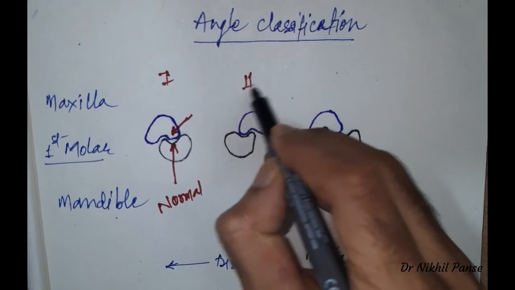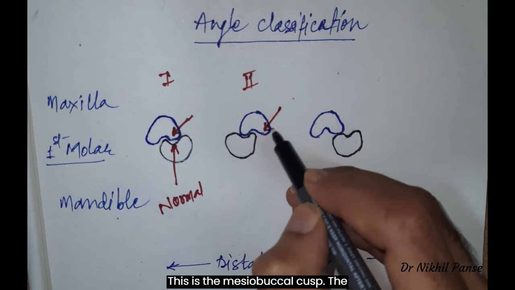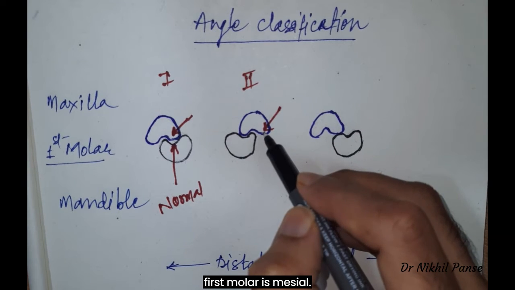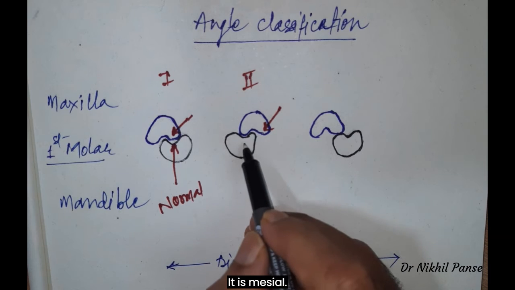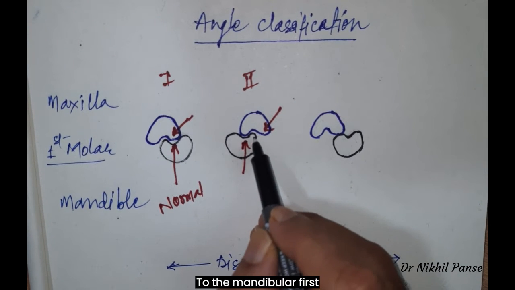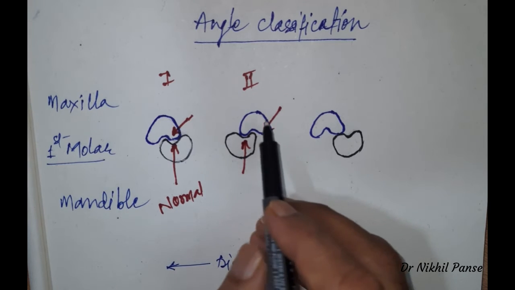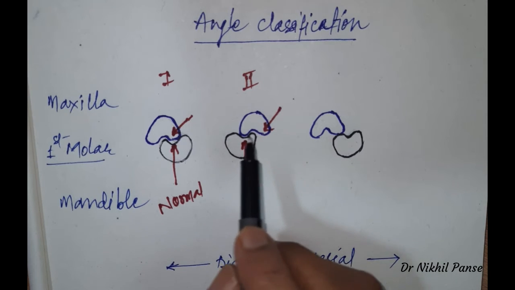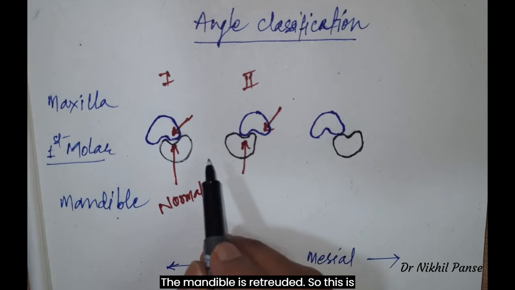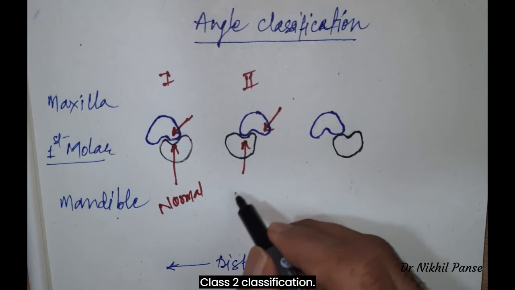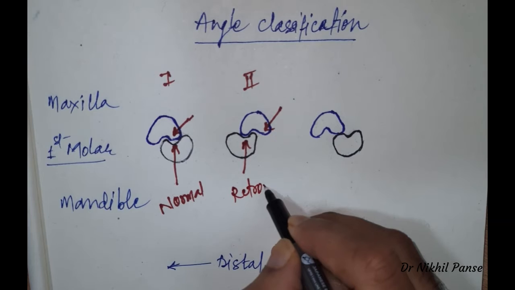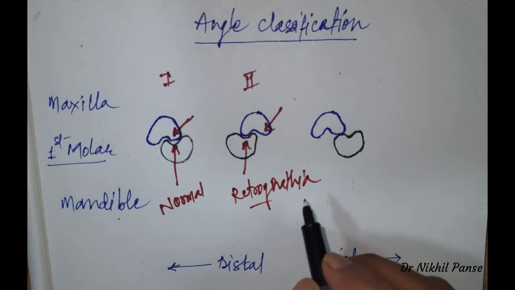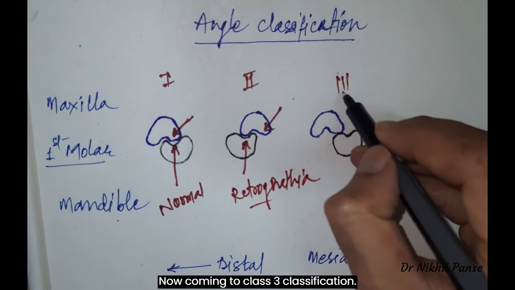Coming to class 2. Again, this is the mesiobuccal cusp. The mesiobuccal cusp of the maxillary first molar is mesial to the mandibular first molar. So the maxilla is mesial, mandible is distal, or rather the maxilla is protruded, the mandible is retruded. So this is class 2 classification. It is also called retrognathia.